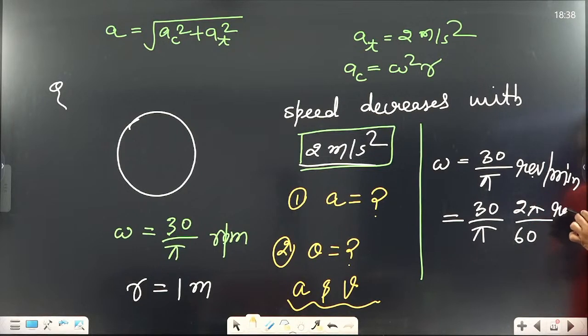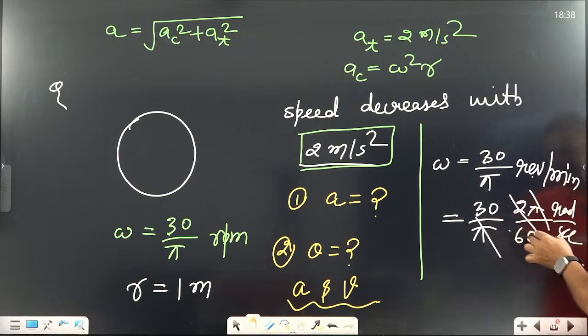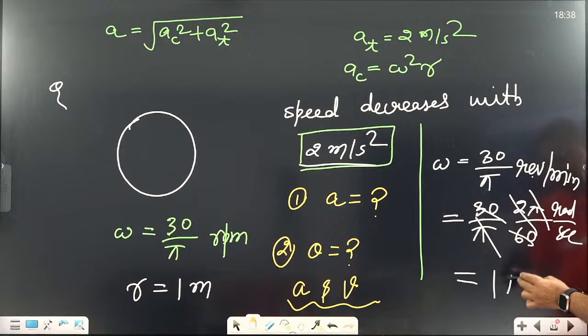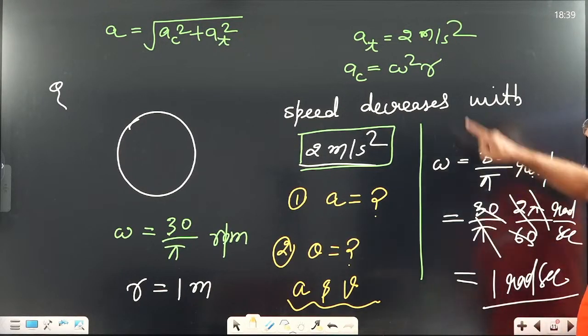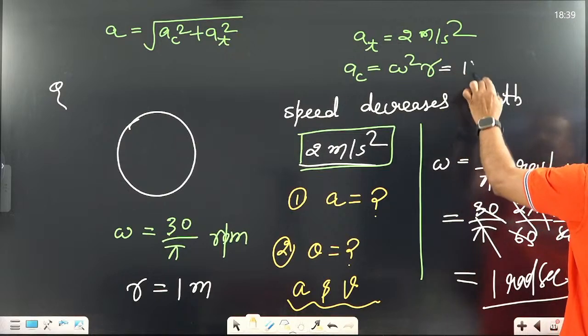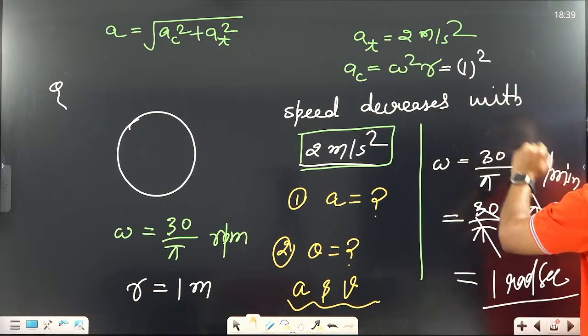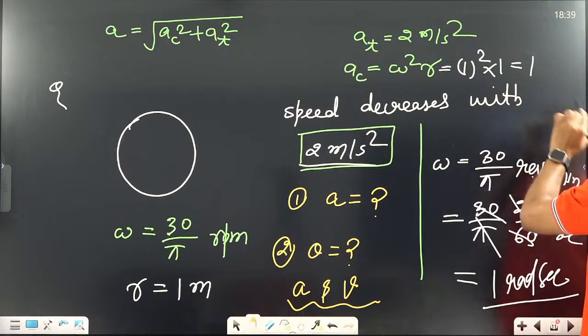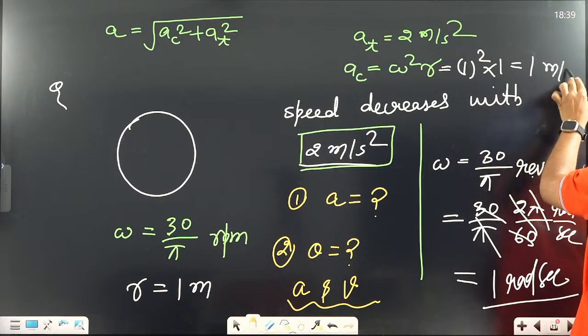This is radian per second. Pi is cancelled. This is 30. I think 1 radian per second is omega. Put the value of omega in this formula. This is 1 square. What is the radius given? Radius is 1 meter. This value is 1 meter per second square.